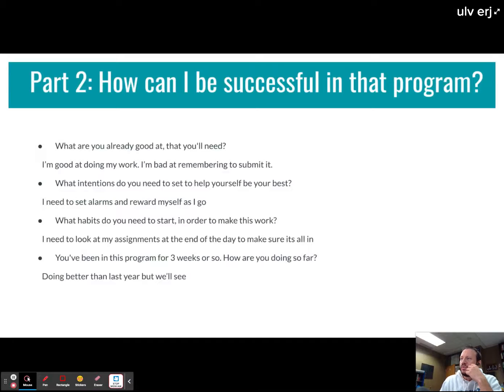What intentions do you need to have? Oh, I need to set alarms and reward myself as I go. What habits do you need to start in order to make this work? I need to look at assignments and at the end of the day, make sure it's all in. And you've been in the program for 3 weeks. How are you doing so far? Doing better, but we'll see. All right. So those are some responses.